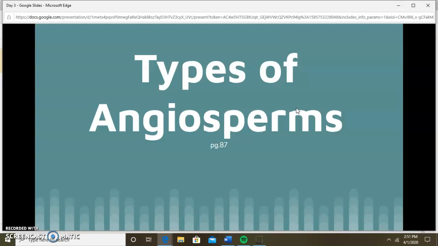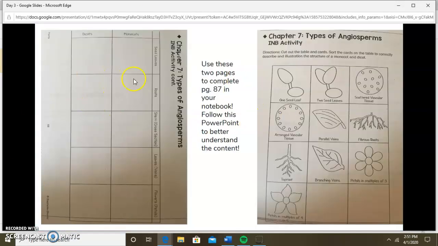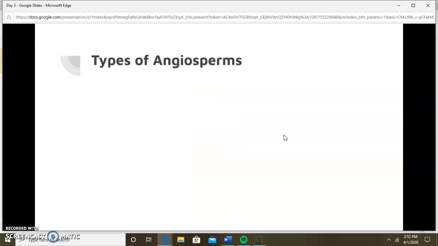And then the last type, we're going to talk about types of angiosperms, and this is going to be on page 87. Once again, this page here with the blank boxes is going to be glued down in your notebook. And then you have the types of angiosperms over here. All of these little boxes over here need to be cut out. You can color them if you want to. But this page is glued down. This page is going to be cut out. All right. And we're going to continue.